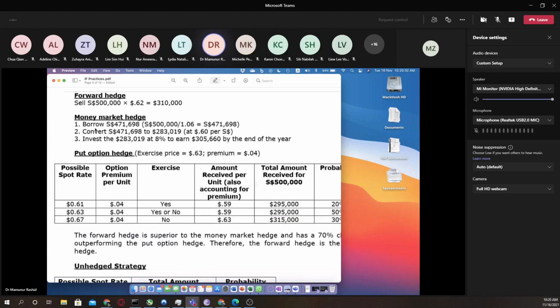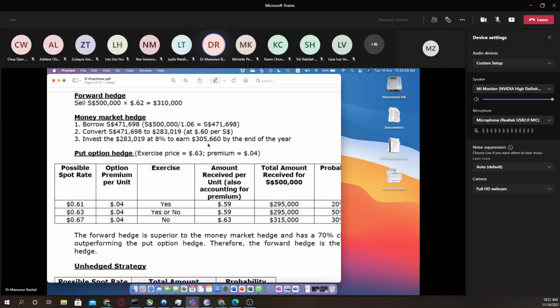Money market hedge. This is a receivable. For a receivable, the steps are borrow, convert, invest. You should know this from the PowerPoint slide. Remember the PowerPoint slide that we have done in the class. So borrow Singapore dollars, then convert to US dollars and invest in US dollars at the US dollar rate. So altogether at the end, 305,660 is the exposure.